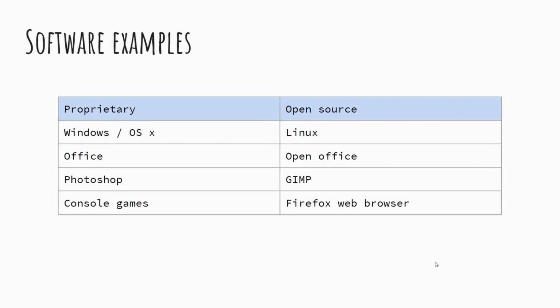Proprietary, again, Adobe Photoshop, a paid for licensed product, but there is a version of the software called GIMP, which is very similar to Photoshop and will give you a lot of the functionality that Photoshop has, but perhaps with slightly less support out there. And things like console games, another example of paid for software that falls under the proprietary category, whilst things like the Firefox web browser is completely open source.